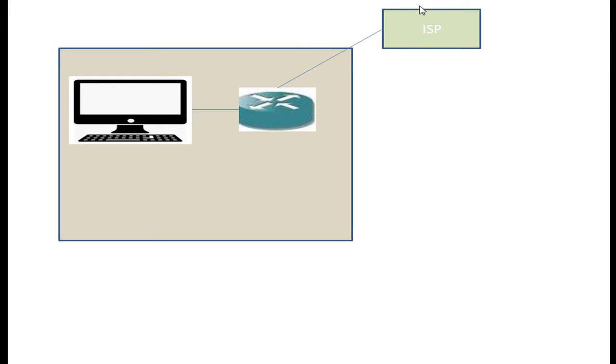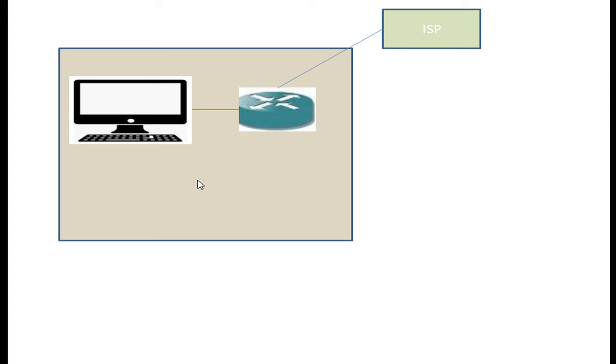One of the interfaces is connected directly to the ISP or internet service provider, and the other is where the clients are connected to the router. In this example, this client is connected to the router. It could connect via a wire or wirelessly.